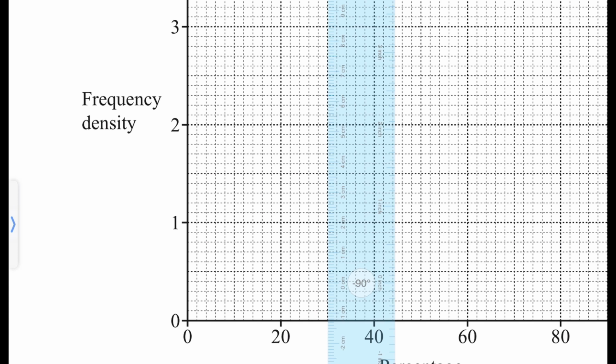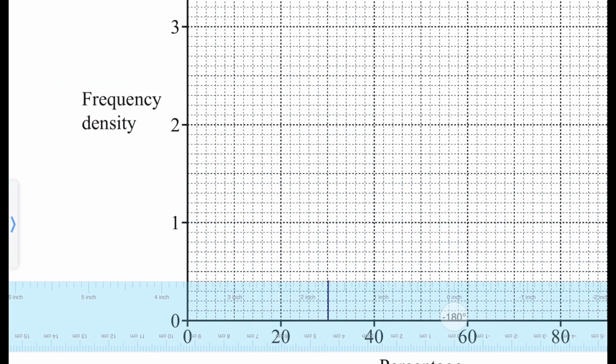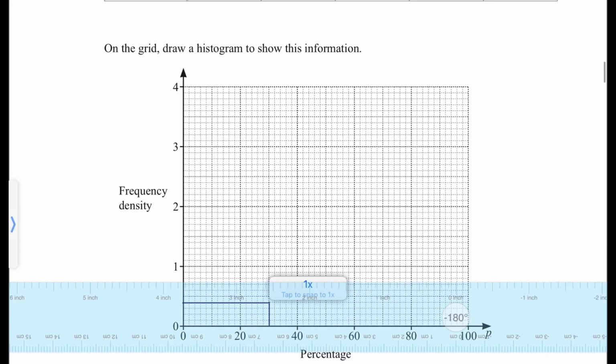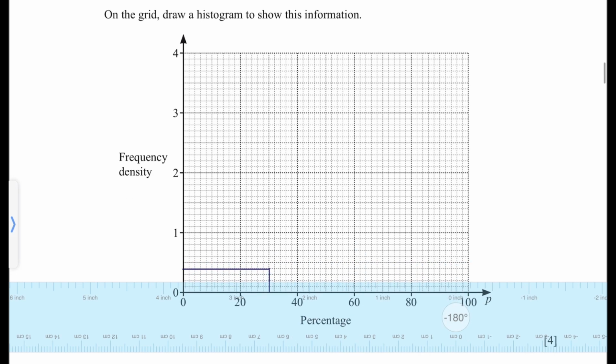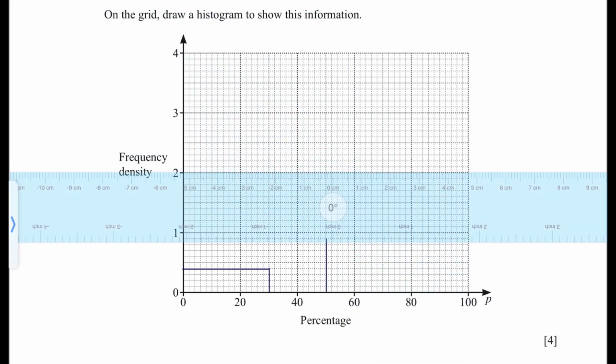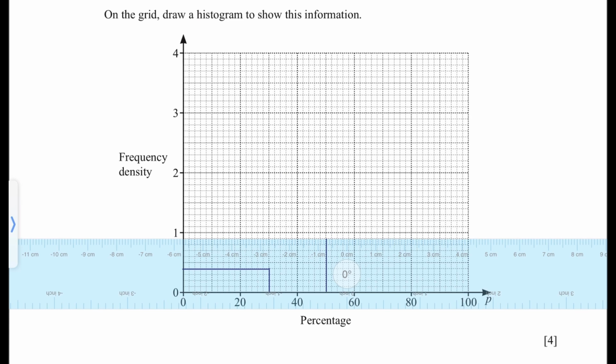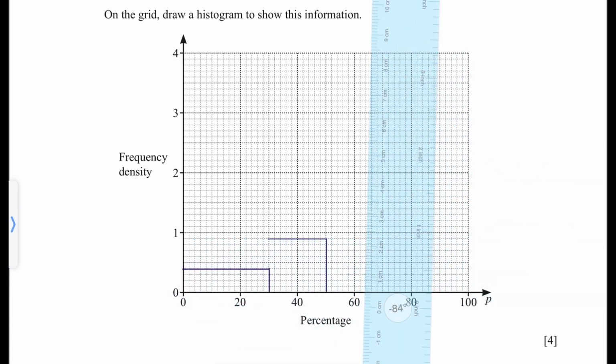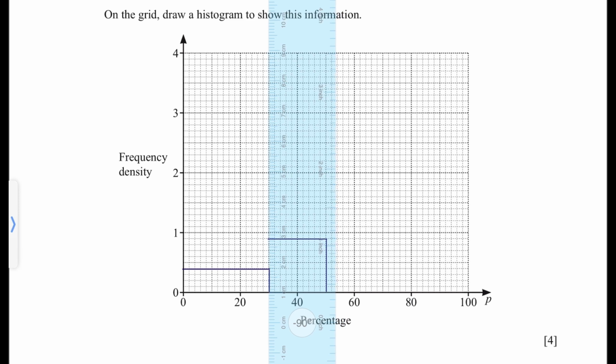So this one would be here till here, 0.4. Simple calculation of the frequency density. If you do it carefully, you can get really good marks in this question. Next up, from 30 to 50, 18 divided by 20, which is 0.9. So till 50, it's 0.9. Frequency density is just frequency over the class width. The class width refers to the difference between the highest one and the lowest one.